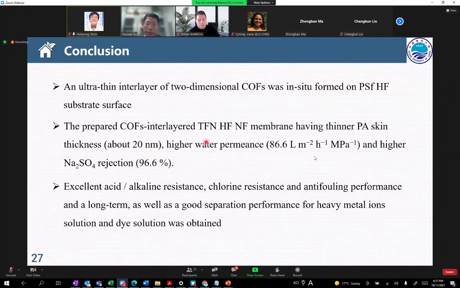And the TFN membrane has higher water permeance and high sodium sulfate rejection. The prepared COF interlayer membrane also has excellent acid-alkaline resistance and chlorine resistance, as well as anti-fouling performance and long-term filtration stability. It also has a good separation performance for heavy metal solutions and dye solutions.